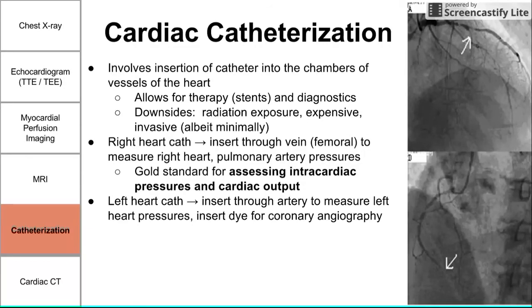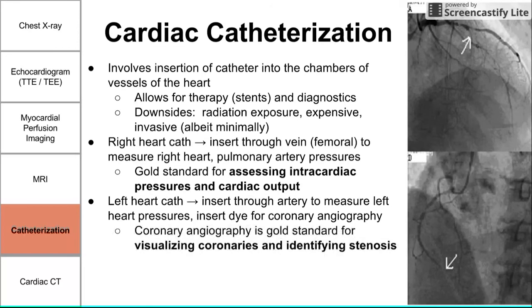The coronary arteries will then perfuse around the heart, and we can get these nice angiography images, as you see on the right here. These angiography images show the blood vessels, the coronary arteries, going around the heart muscle and feeding the tissue of the heart muscle. So coronary angiography using left heart catheterization is the best way to visualize the coronary arteries and to identify stenosis.